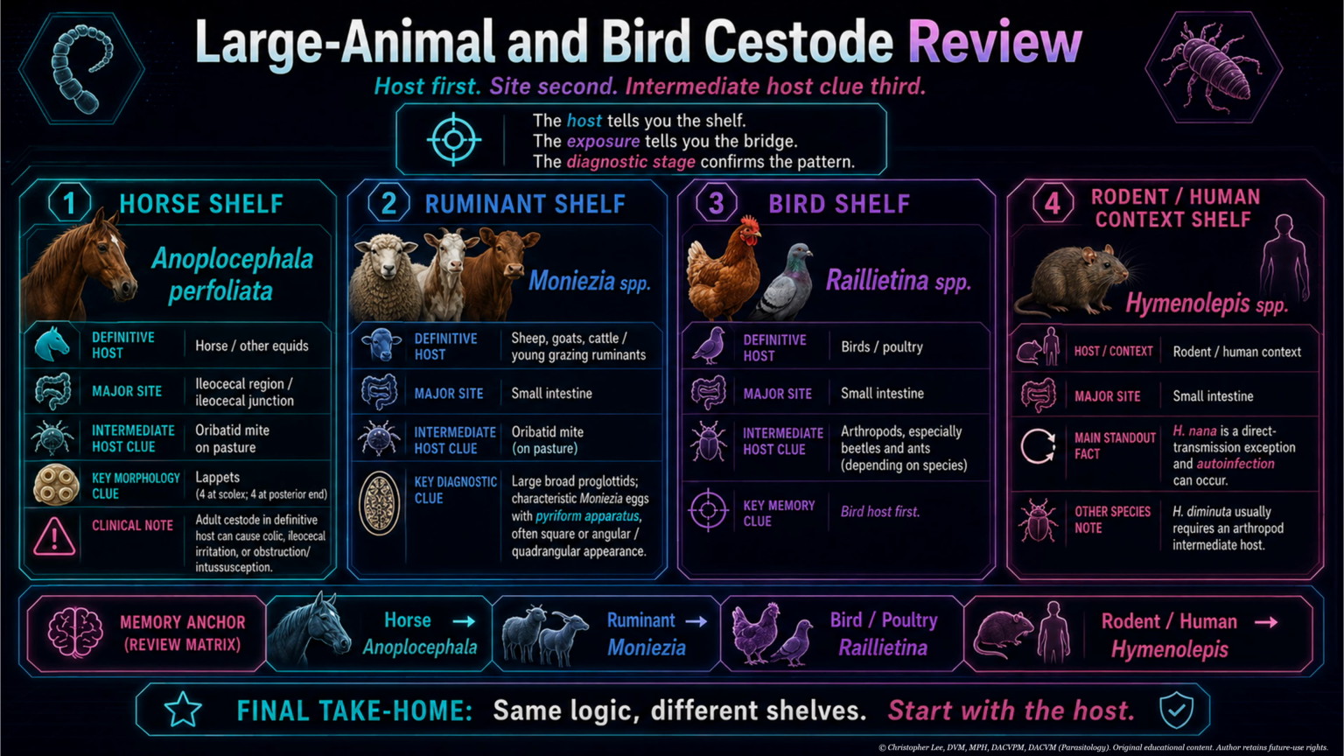The consistent approach is identify the host, determine whether it carries the adult or larval stage, locate that stage, and then use the life cycle bridge to narrow the species. Once those pieces are organized, the names stop behaving like random ribbons and start behaving like biology.